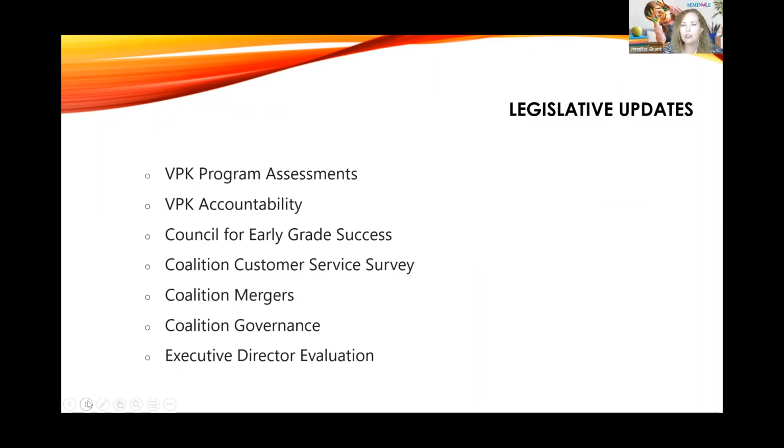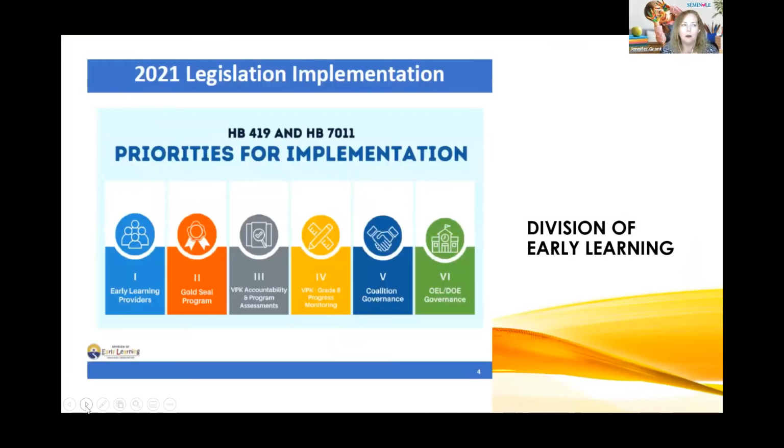There are 30 early learning coalitions. They wanted a consistent evaluation for the executive directors or CEOs of all of the early learning coalitions. So those are just a sample, the big overview of what's covered in these bills. We'll go to the next piece.